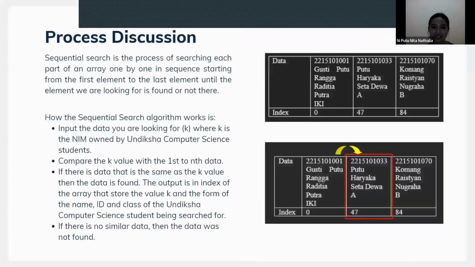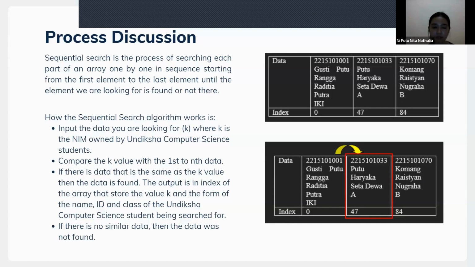Let's talk about the process discussion. As we know, sequential search is the process of searching each part of an array one by one in sequence, starting from the first element to the last element, until the element we are looking for is found or not there. So how does the sequential search algorithm work?